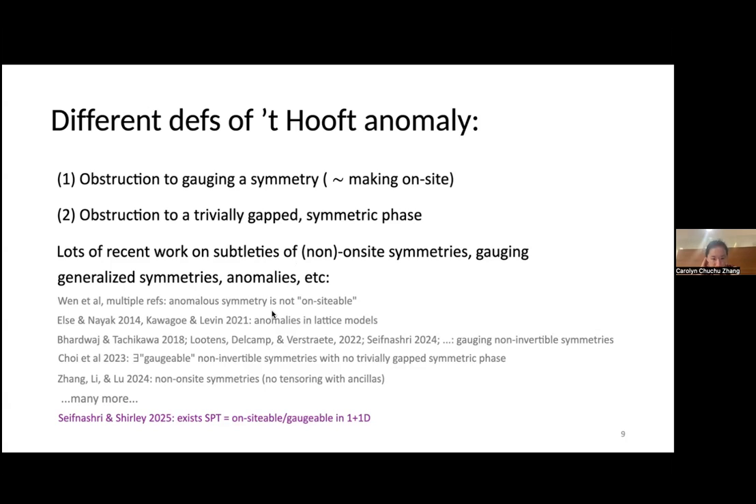Especially relevant for this work is that very recently, a couple months ago, Sahand Seifnashri and Shu-Heng Shao showed that in 1+1D, at least, these two definitions are the same for finite unitary symmetries. So in 1+1D, there's an obstruction to gauging a symmetry if and only if there's also an obstruction to a gapped symmetric phase. So these two are equivalent. And what we'll show in this work is that these two definitions are inequivalent in 2+1D. So depending on which definition you take for anomaly, you might have a different evaluation of a symmetry. And when I say anomaly, I'll be referring to the second definition.